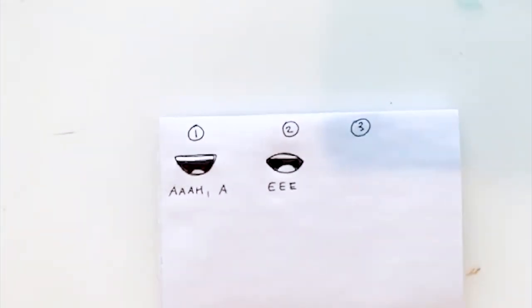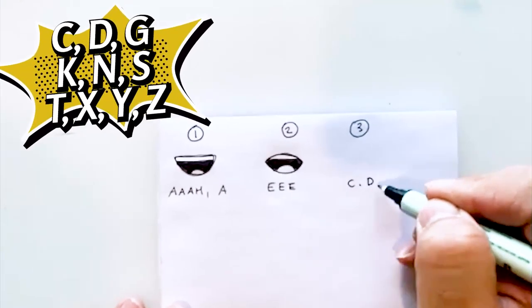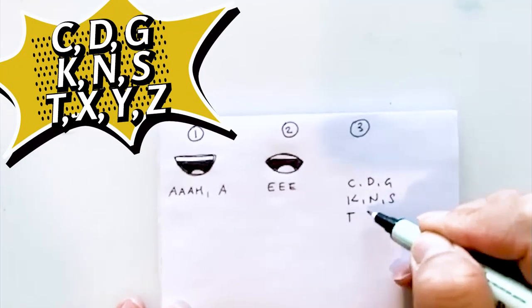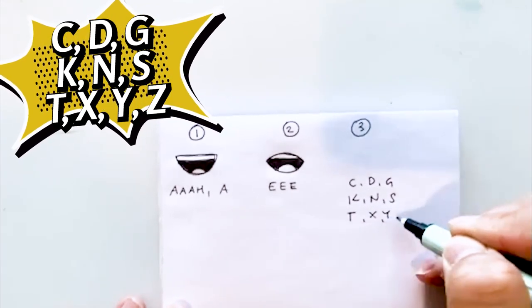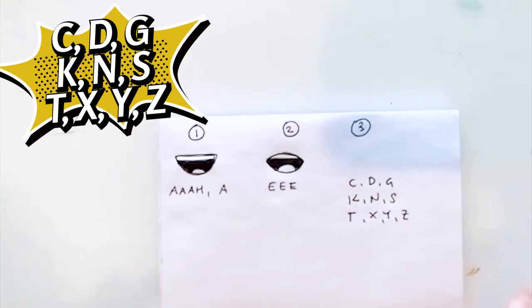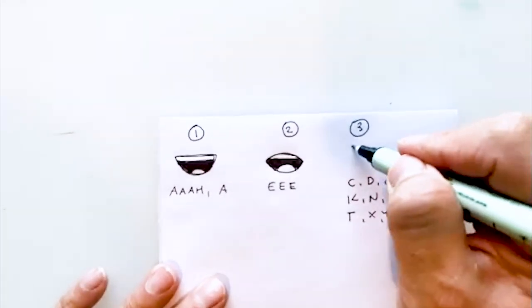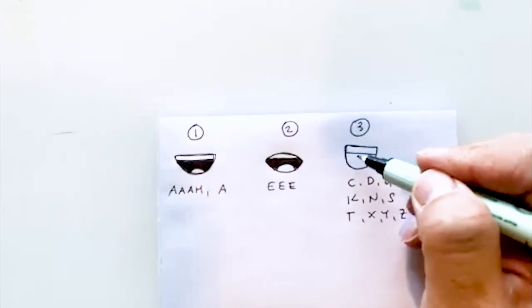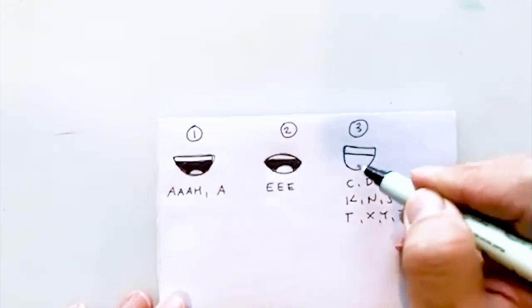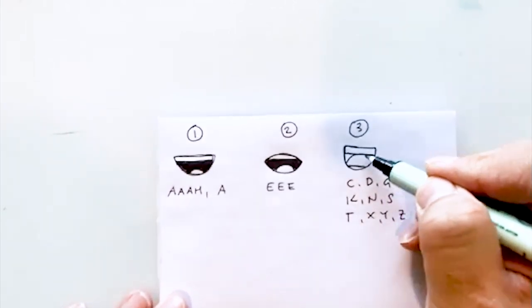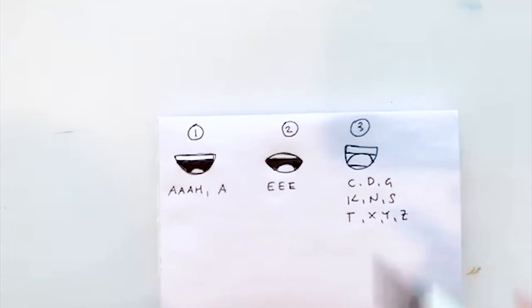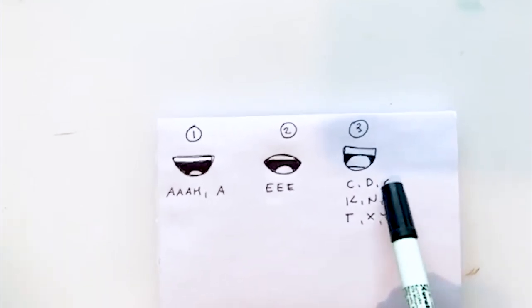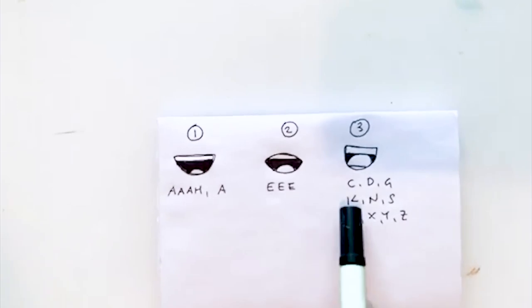So this is for letters C, D, G, K, N, S, T, X, Y, and Z. This one you can use for a lot, but basically when you say k, your mouth is open more, and your tongue is in the back of your mouth. So the top tooth is up there, the bottom tooth here, and the tongue is in the back of your mouth. So the black space is very small here. If you said like car, or dog, maybe garbage, you can use these letters as reference.